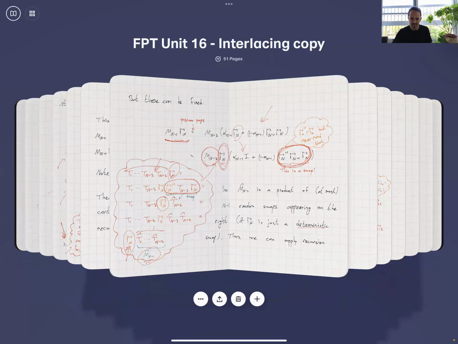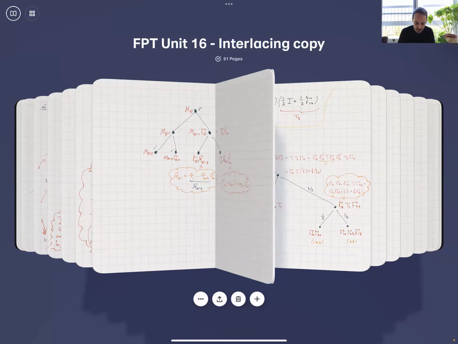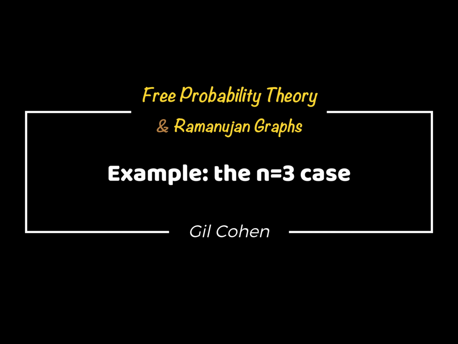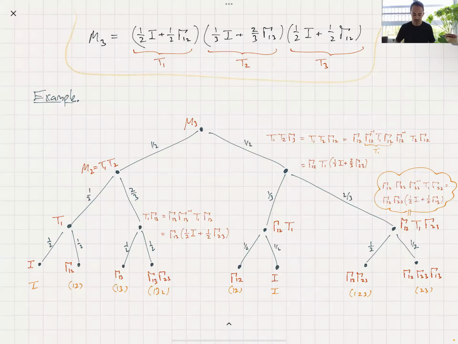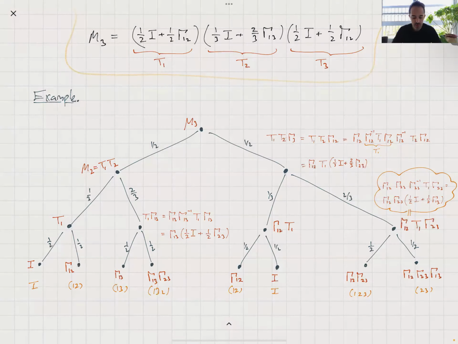Now I know this is a bit unclear, so I took the liberty of actually doing a full example here for what happens when little n equals 3. Okay, so maybe let's do that. I think it will clear out some issues that you may not understand. Okay, so recall that M3 is the product of T1, T2, T3 for these choices of T1, T2, T3. And let's start building the tree and see how it works.